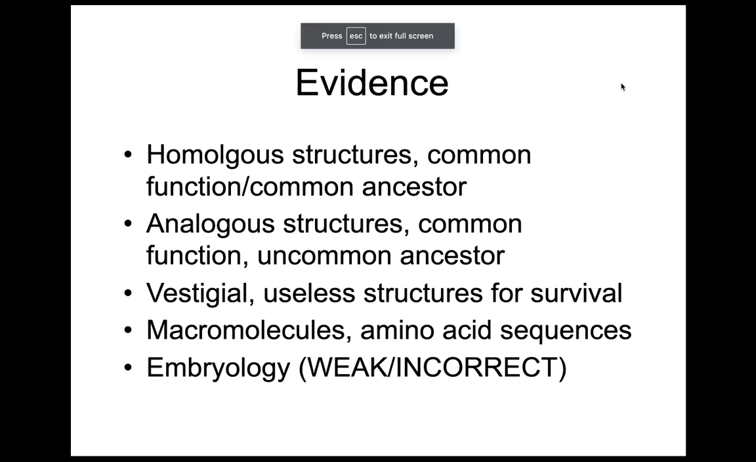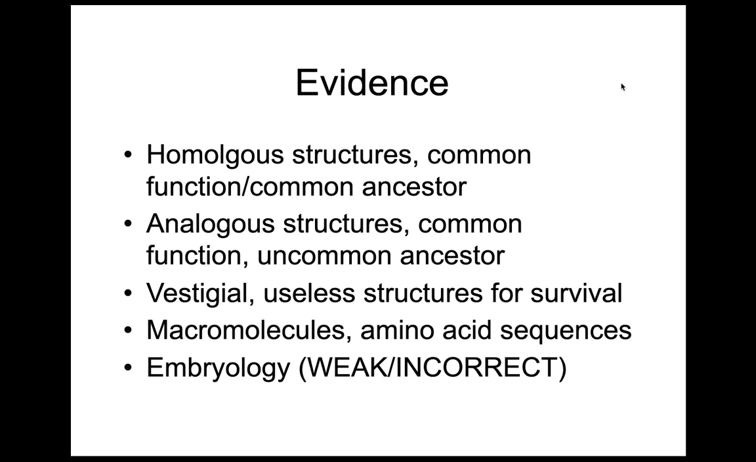Evidence for evolution, most of it is looking at structures of organisms and making comparisons by looking at how organisms are put together, bones and muscles. So we have three major types of structures we look at. First one is homologous structures: common function, common ancestor. If we were to make a comparison of a human arm to the leg of a horse, it would be the same structure: humerus, radius, ulna, carpals, metacarpals, phalanges.